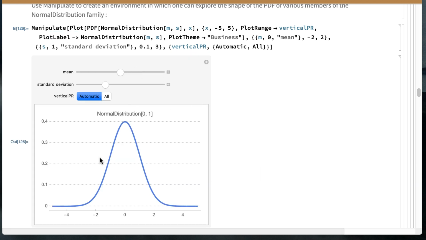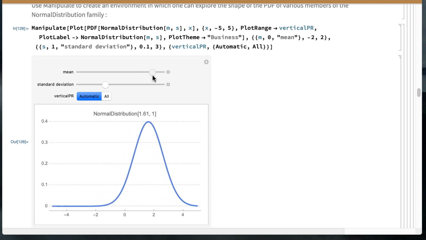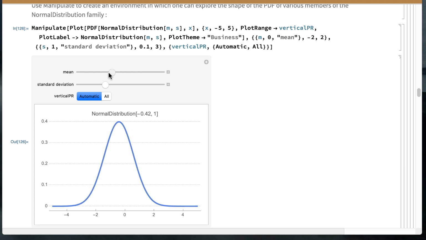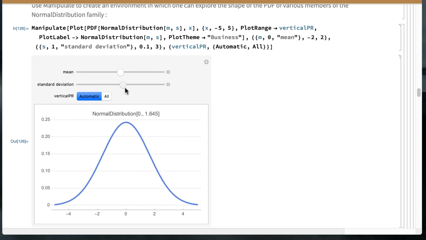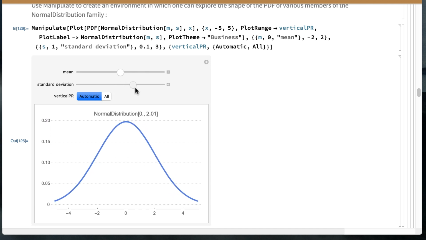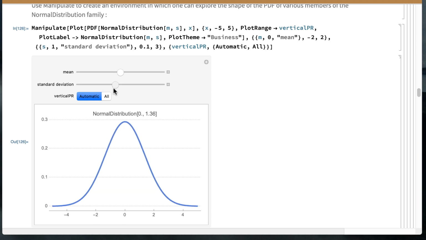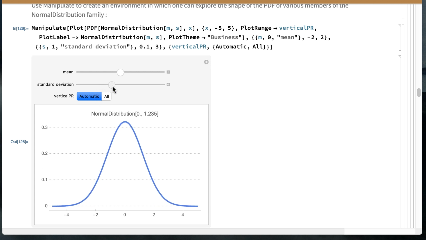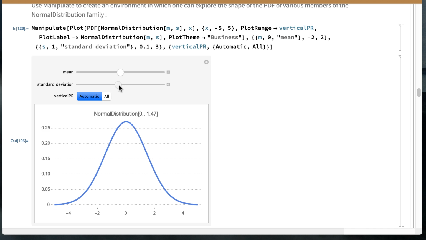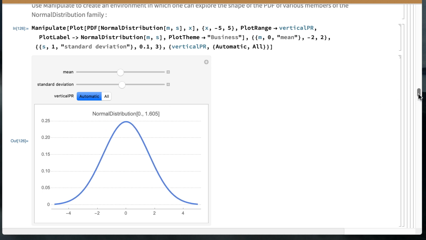Okay, so here's our PDF, and you can see as I shift the mean of the normal distribution, its center moves to the right. As I decrease the mean, its center moves to the left. Let's get it back to the beginning if I can. There we go. As I increase the standard deviation, the amount in the tails gets fatter. As I decrease the standard deviation, you'll notice it gets thinner and the peak gets higher. So that's our friend, the PDF of the normal distribution.